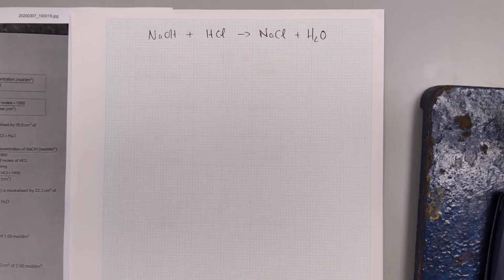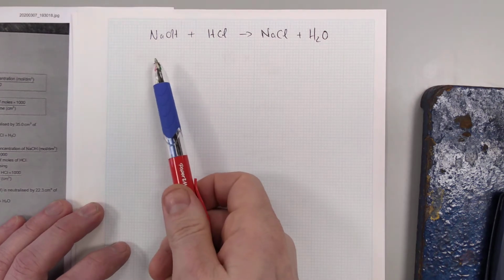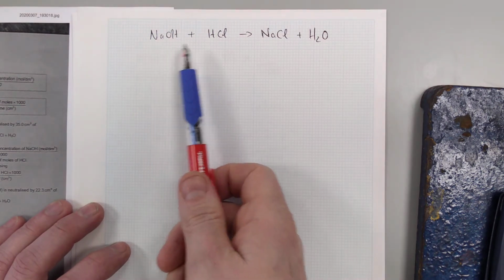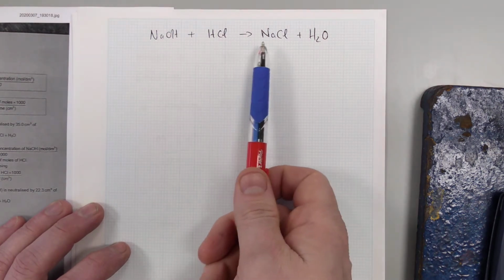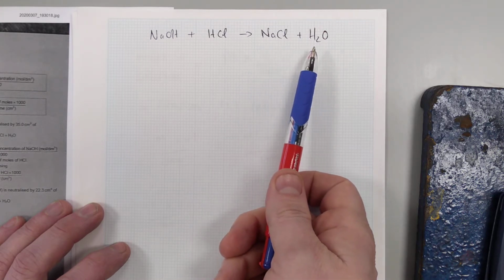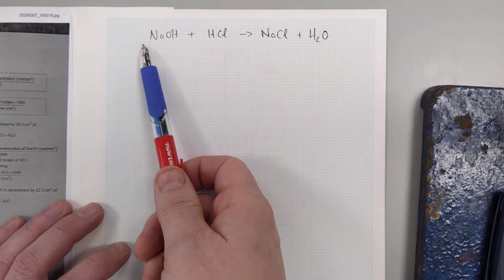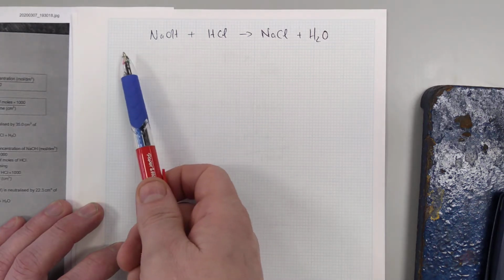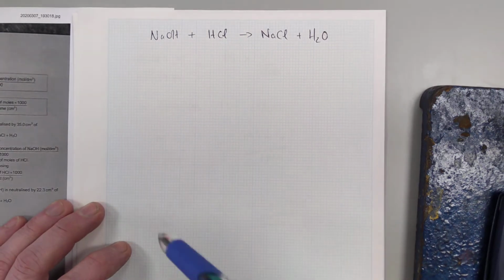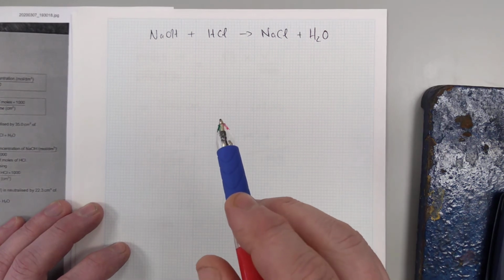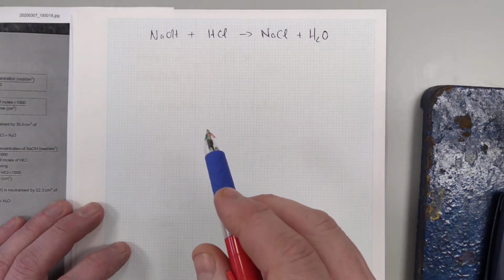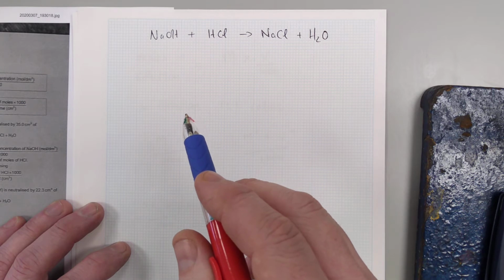Okay, if we just have a quick look at this titration equation, we're going to look at a reaction involving sodium hydroxide and hydrochloric acid, and it's going to produce sodium chloride and water. The reactants are in a 1-to-1 ratio, so it makes everything a lot easier to calculate. Now the first question is we need to work out the number of moles in solution of the sodium hydroxide.